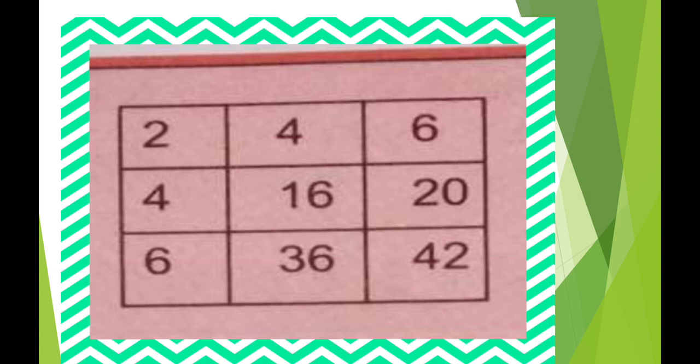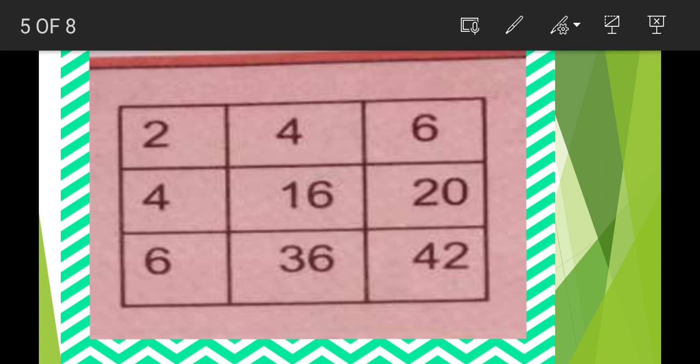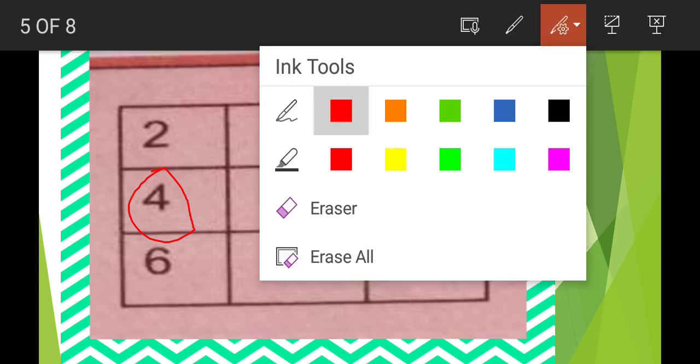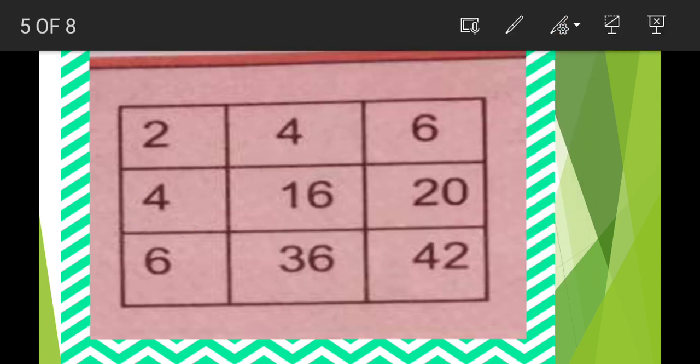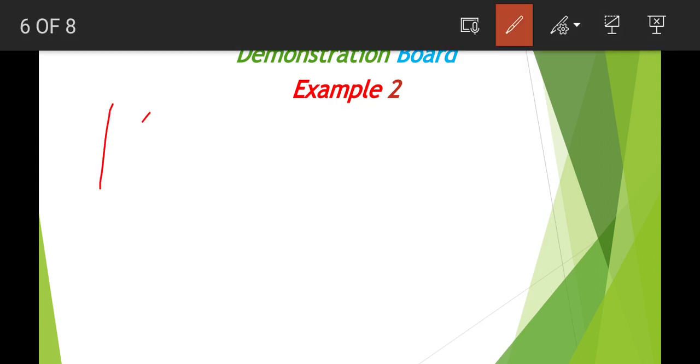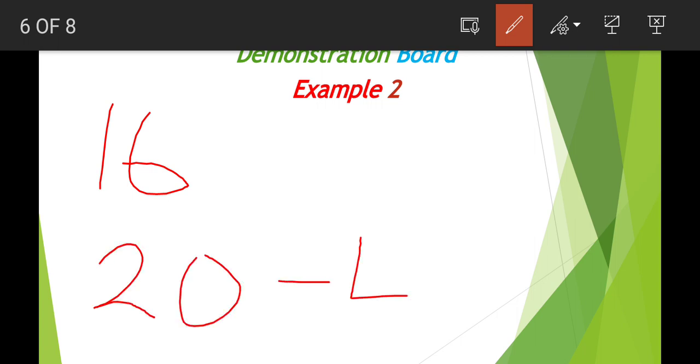Now, assuming 16 was not given to us, how do we get our 16? We easily say 20 minus 4 will give us 16. Let's proceed to our demonstration board. Assuming 16 was not given, what we simply do is to say 20 minus 4 is equal to 16. That's how it was gotten.